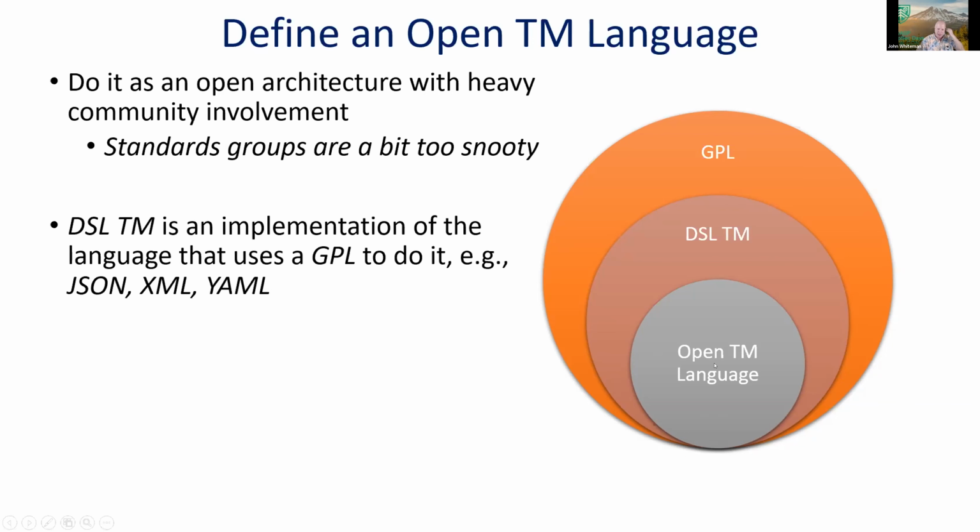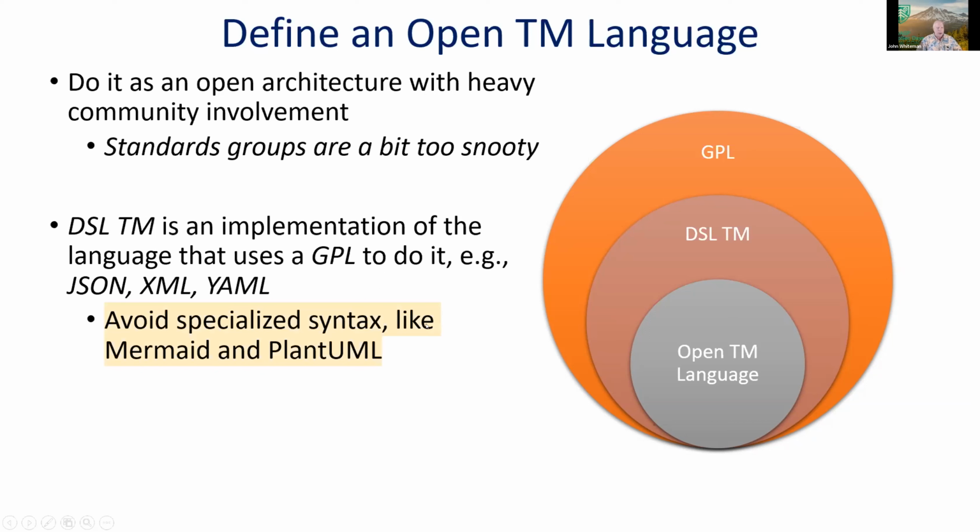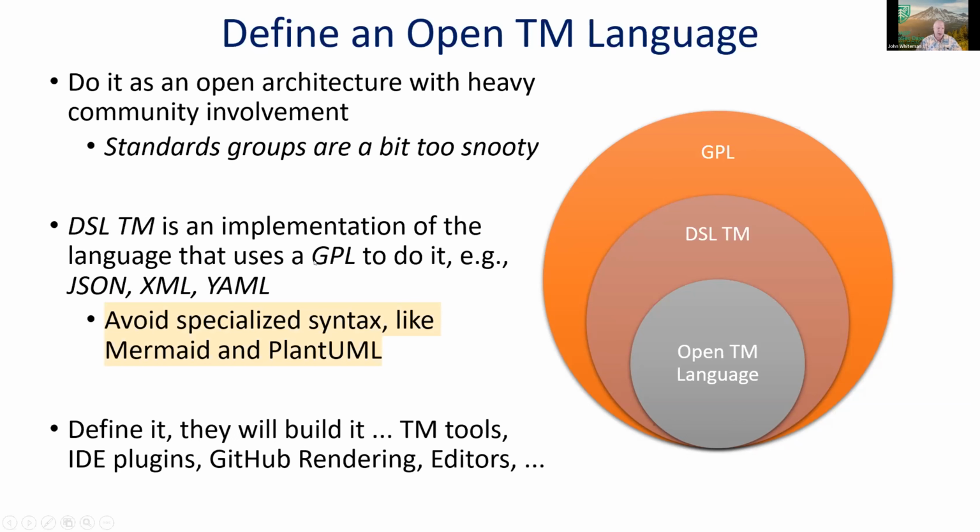So what this diagram represents here is this gray area is that standard. Consider that the paper that has the grammars, all of the dependencies, the academic paper, if you will. And then what we want to do is create this domain specific threat modeling language from that, and we want to represent it as a GPL. So again, it would be something like JSON, XML, or YAML. We want to avoid that specialized syntax like we saw for Mermaid and PlantUML, because that's just going to be a big turnoff. We're going to show you an example in a second of how important that is as a first impression for adoption.